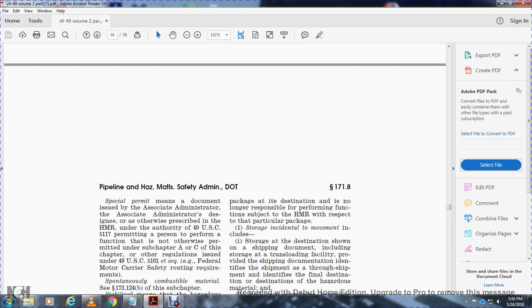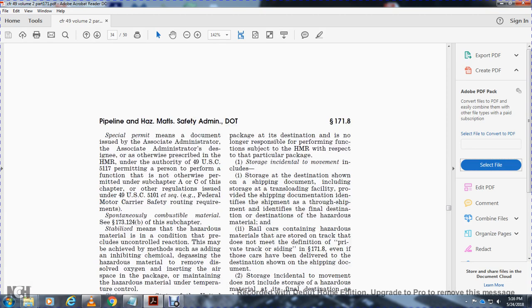Special permit means the document issued by the Associate Administrator, designated and authorized, prescribed in the regulations under the authority of Title 49 U.S. Code 5117. It permits a person to perform a function not otherwise permitted in subchapters A and C of the regulations issued under Title 49 U.S. Code 5101, including Federal Motor Carrier Safety routing requirements.